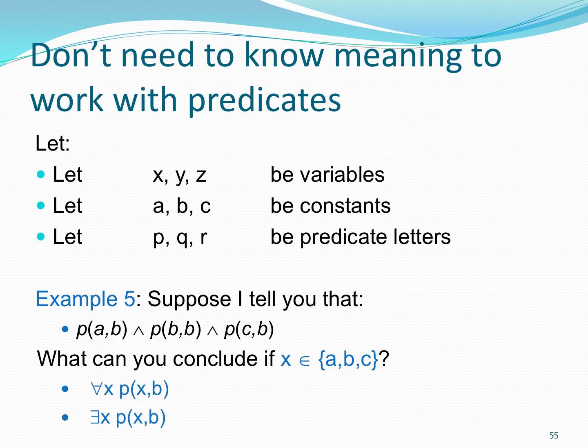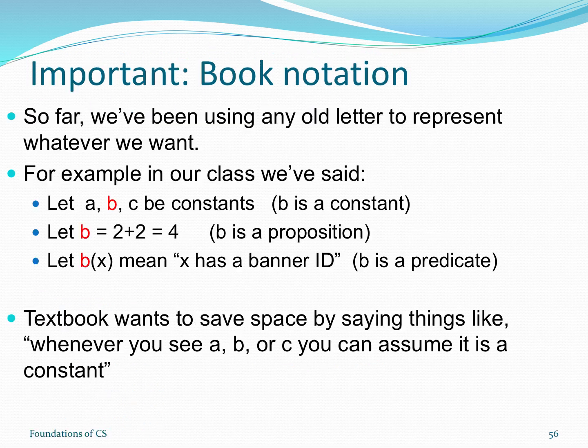Well, since every time I run P on a pair, it's always true for the second element of the pair that it is B. I can say for everything, no matter what X you pick, it's true that P of X, B. And I can also say there's at least one X for which P of X, B. Of course, we know it's all of them, but if it's all of them, that also means there's at least one of them.